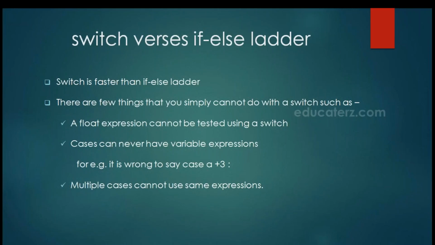Again, we have some restrictions in switch which are not there in if-else. So in those cases we have to go for if-else only. For example, a float expression cannot be tested using a switch. Case can never have a variable expression, it should always be constant, because switch creates a jump table at compile time, and the value of a variable is not predictable at compile time. Again, multiple cases cannot have the same expression. Because of these restrictions, we have to go for if-else only.